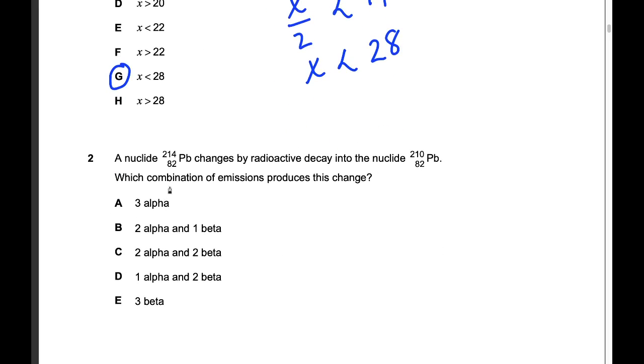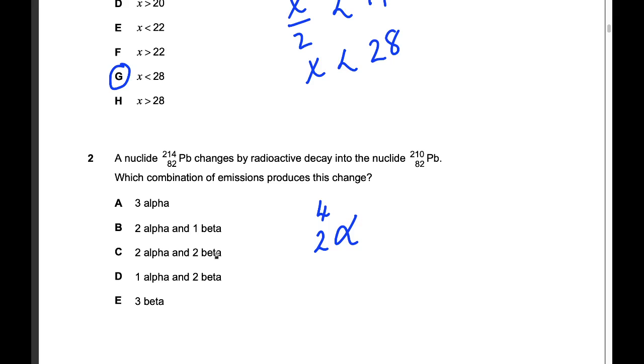Okay, so we've got a nucleotide of lead that is changing by radioactive decay into another nucleotide of lead. And it asks what combination of emissions produces this change. So I can see that this top number, the mass number, has gone down by 4. Now, the mass number only changes if you have an alpha decay, and each alpha particle actually has a mass number of 4, and it has a proton number of 2. So you can actually work out that there must have been one alpha decay.